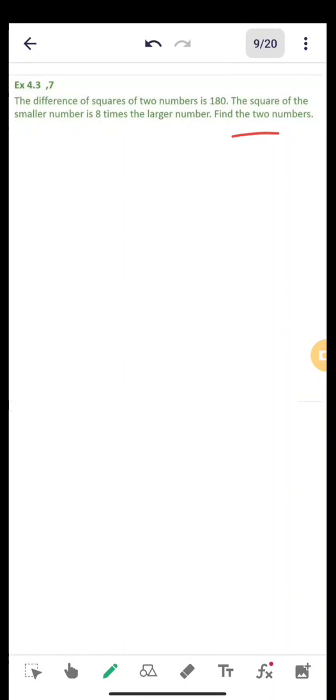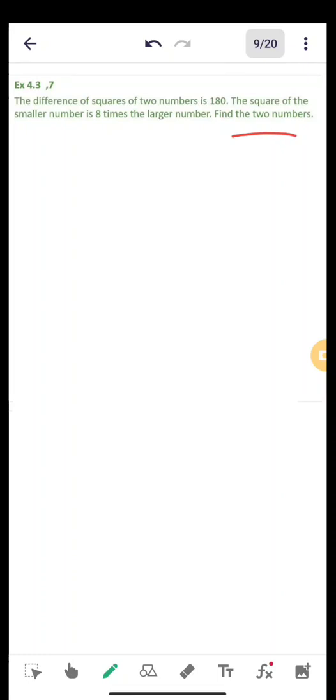So there are two numbers. When you square them and find the difference, we get 180, and one number is larger than the other. The square of the smaller number is 8 times the larger number. So let's see how we can find the two numbers here.